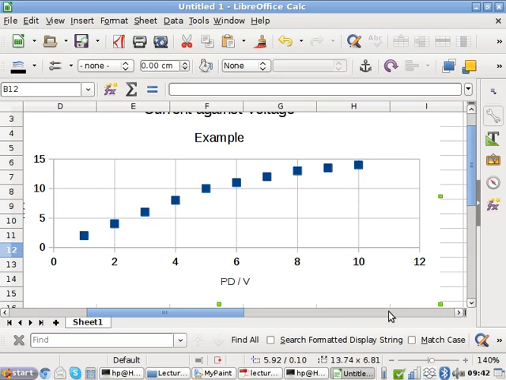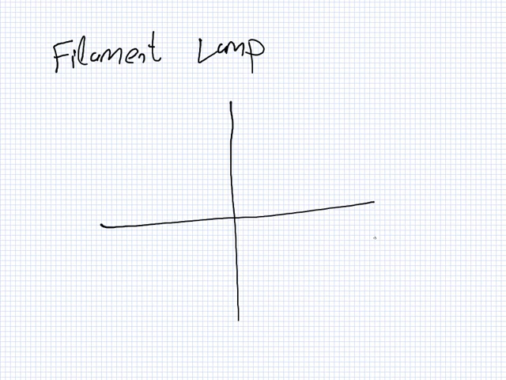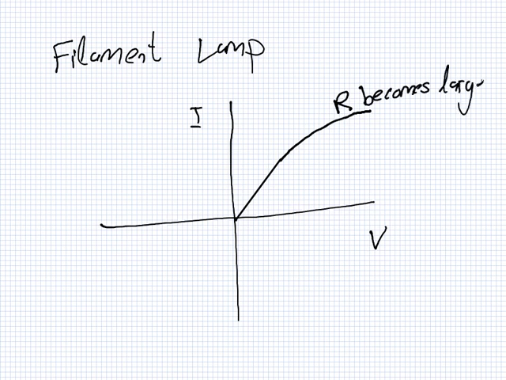You notice that it's kind of hard to see, but it's not actually quite a straight line. What's happening for this graph, for this filament lamp, V-I, at first it looks straight, but then it kind of starts to level off. So what does that tell me about the R here? Big or small? Bigger. Yeah. R becomes large here. Becomes larger.